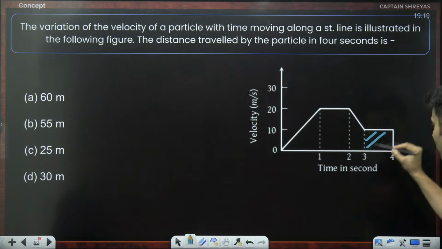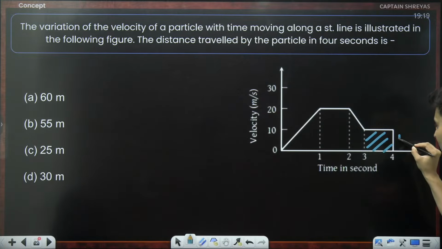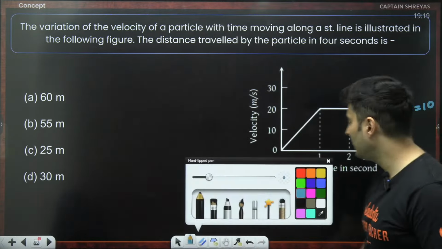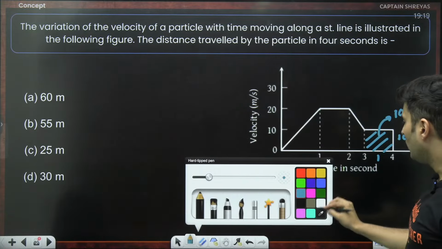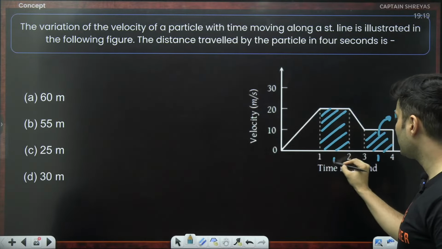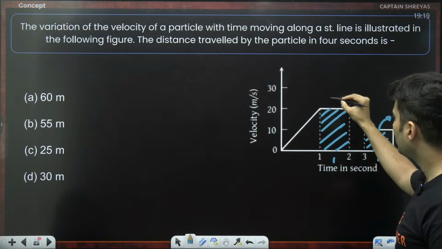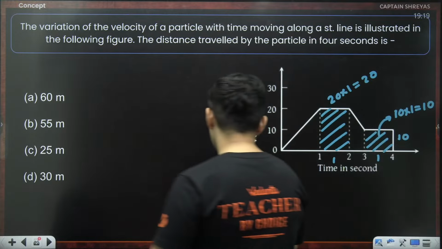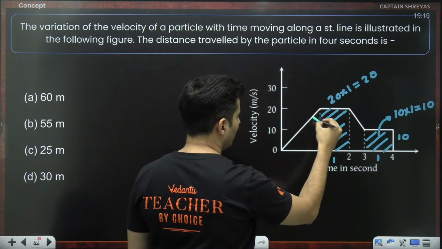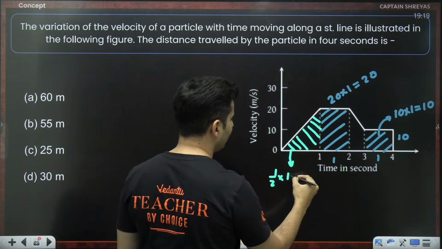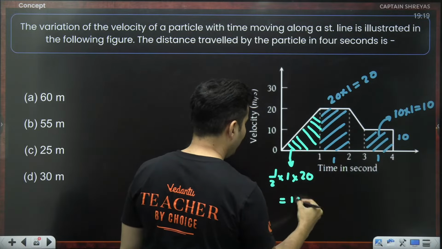First, find how much this area is. This height is 10. This base is 1. So this area will be 10 into 1, which is basically 10. Correct? Then also find this particular area. This base is 1. This height is 20. So it will be 20 multiplied by 1, which is basically 20. Then look at this triangle over here. Half into base into height. Base is 1. Height is 20. So it will be 10 again.